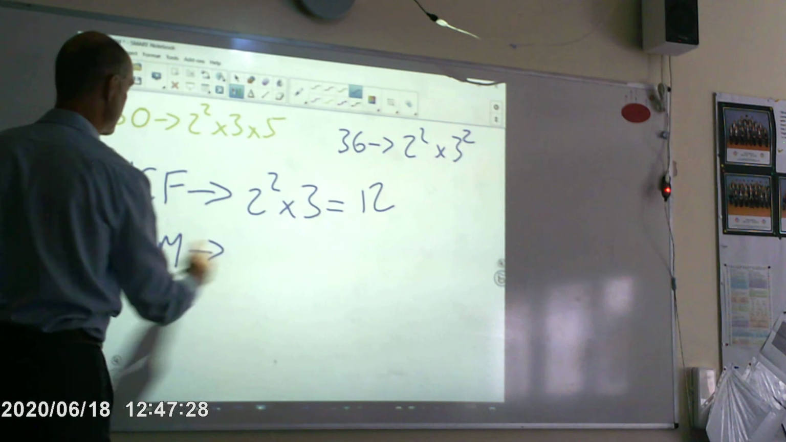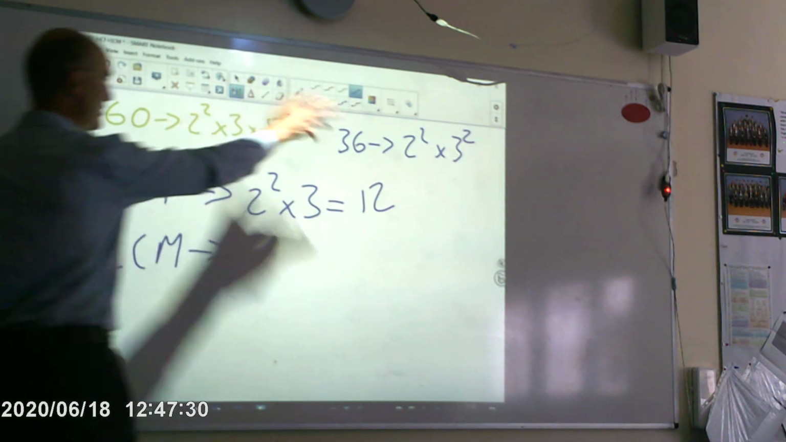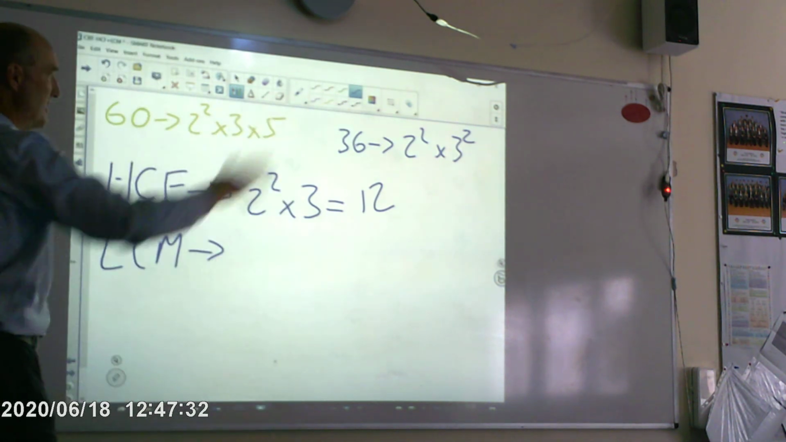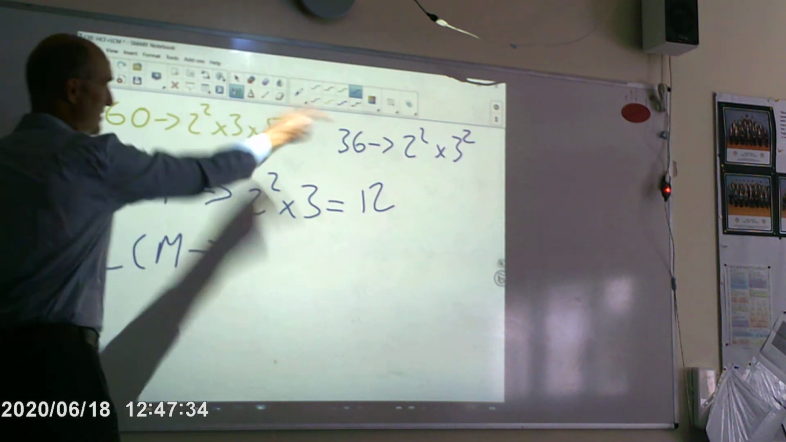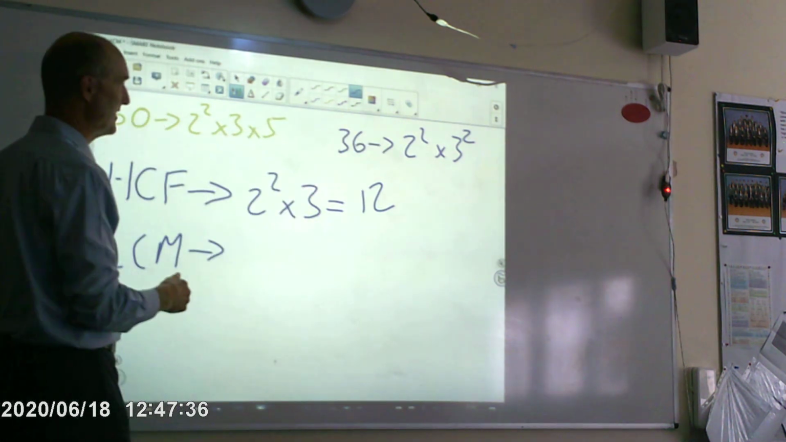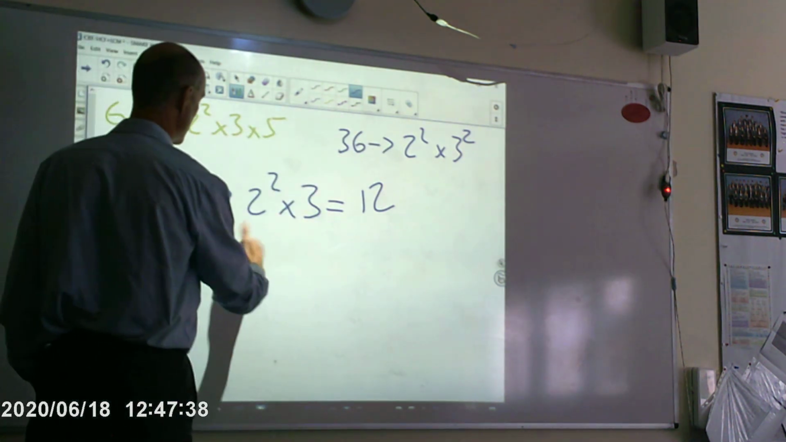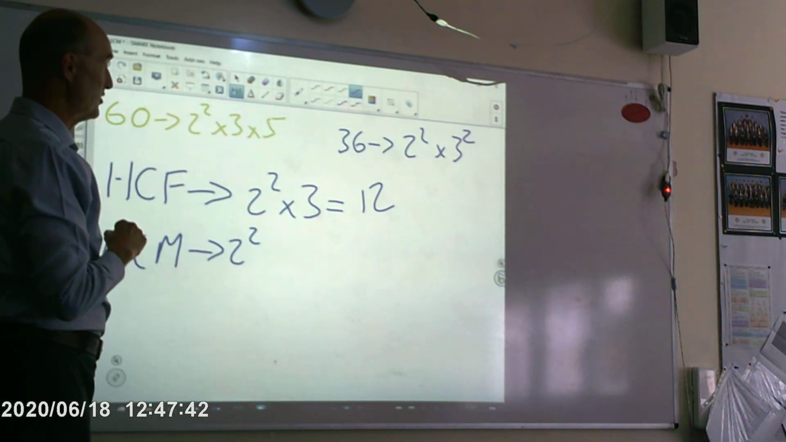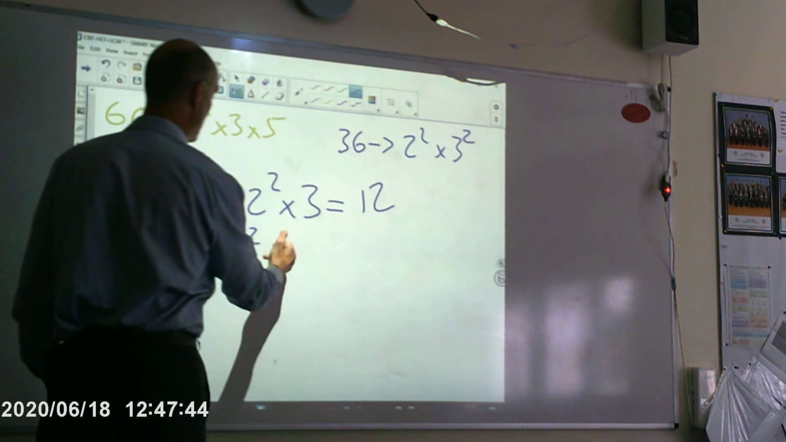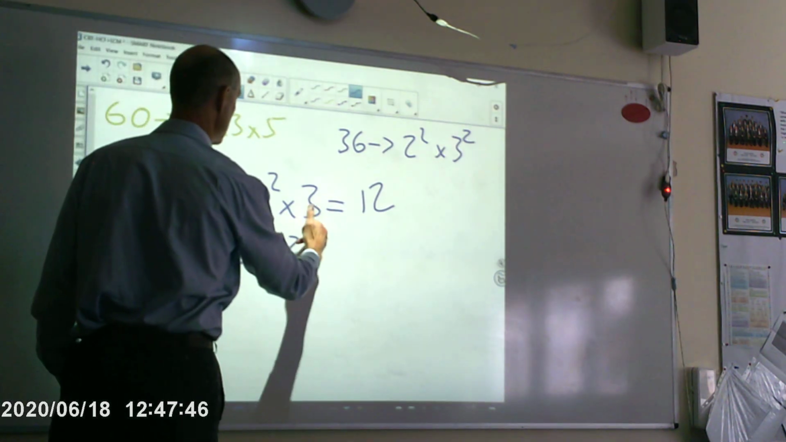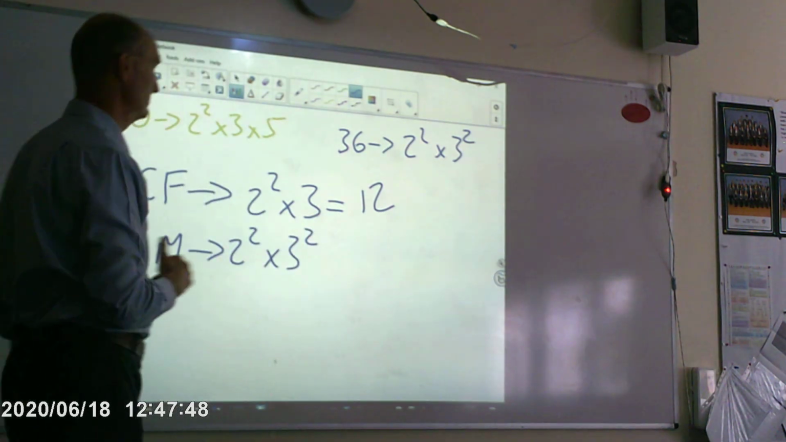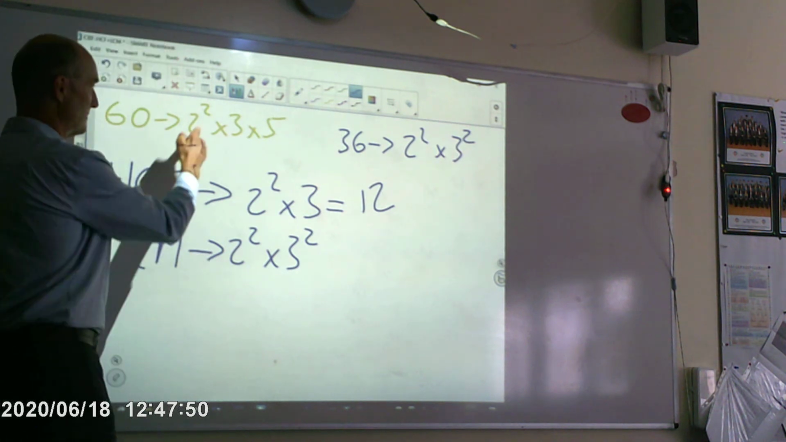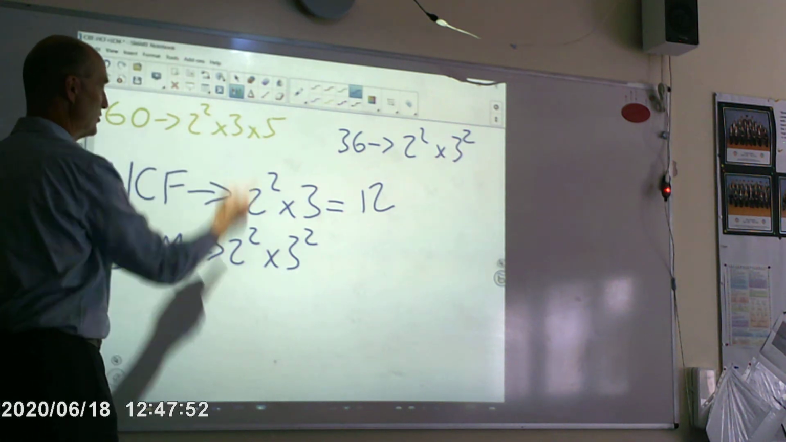Lowest common multiple, the lowest number that appears in both the 60 times table and the 36 times table, it's got to be all numbers that appear in the two lists, their highest value. So there's 2's appear in both of the lists. What's the highest value of the 2 that appears in both lists? It's 2 squared. 3's appear in both lists. The highest value is 3 squared. Okay? 2's appear in both lists, 2 squared.